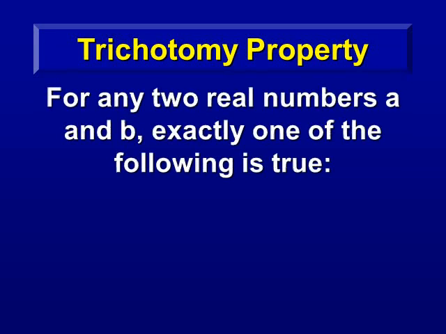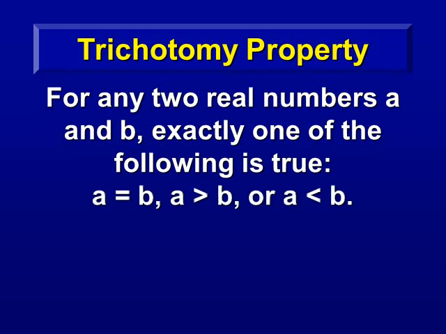Okay, trichotomy. This sounds super fancy, but it's really not. It's just saying that if I have two numbers, A and B, one of the following is true. That means I have three choices about A and B. Either A is equal to B, A is greater than B, or A is less than B. I mean, think about two numbers. Either they're equal, one's less, or one's greater. Those are your only choices when you're talking about two values on a number line. But it sounds fancy, trichotomy.